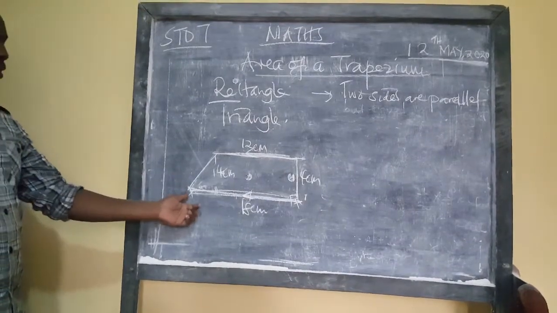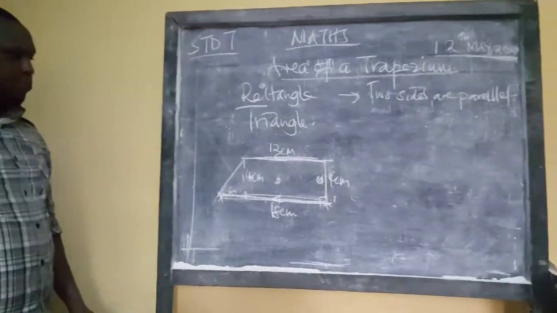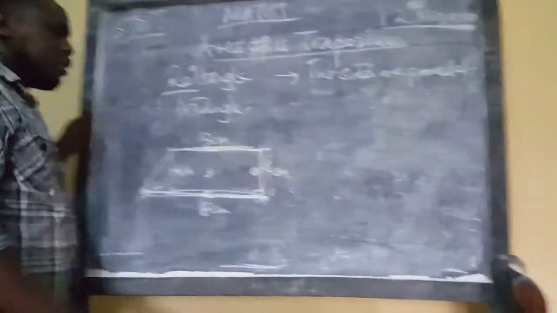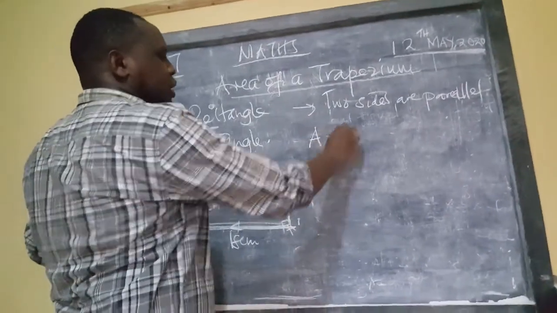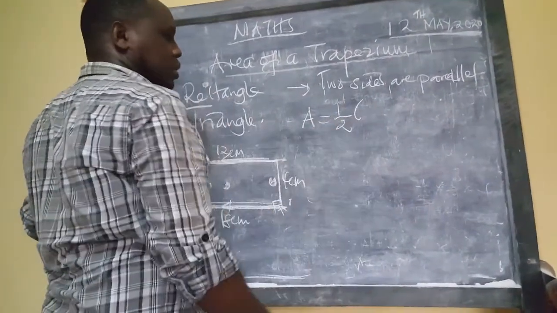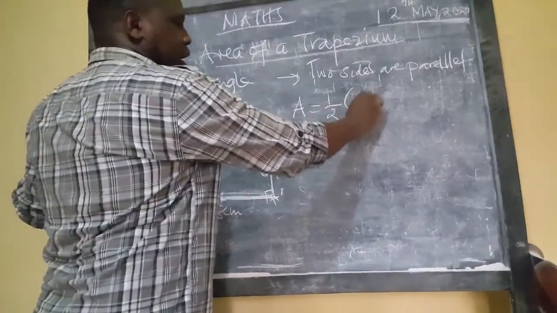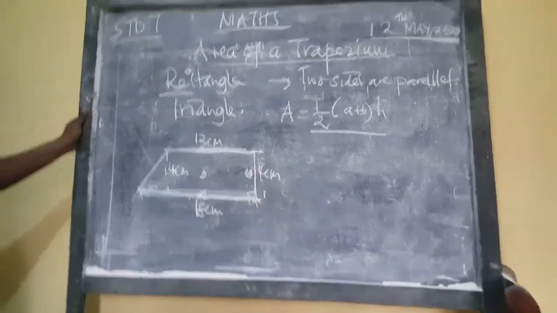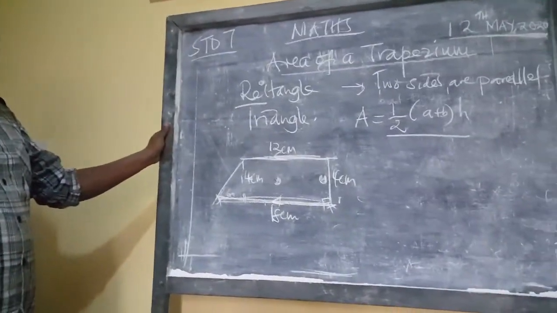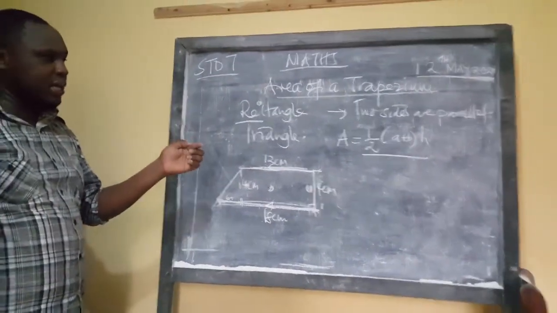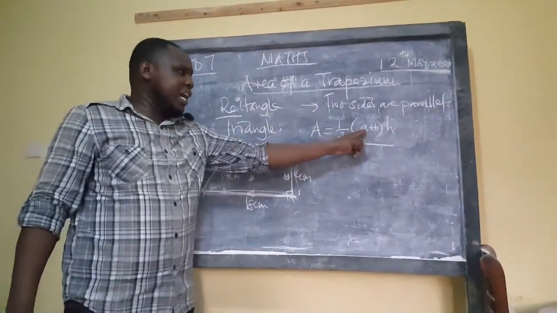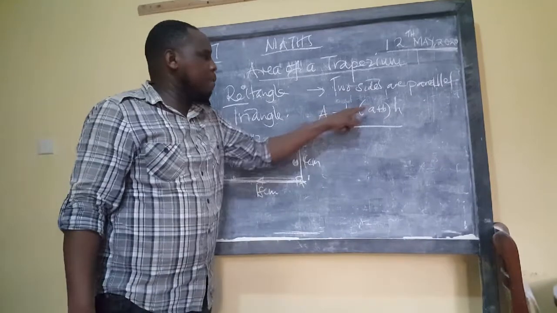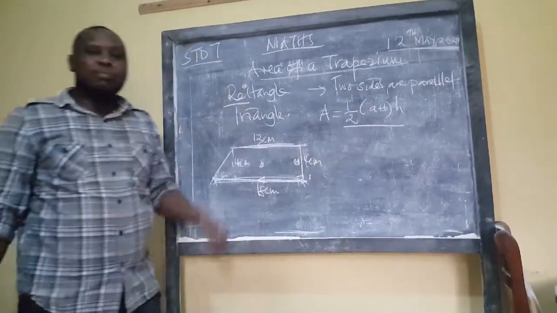So how can we get the area of this particular shape without dividing it into two? So it's simple. The formula is: area is going to be a half times (a plus b), then times height. Why don't you look at that trapezium? Half times (a plus b) times height. The reason why I put a plus b into a bracket is because you first do the addition before you multiply.